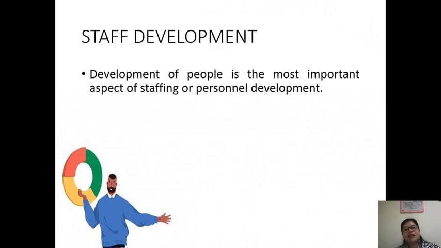Okay, then the next topic is staff development. So development of people is the most important aspect of staffing or personnel development. Again, an organization cannot live without it. The most important thing in an organization is the people, the human resource. This is the person who will do the actual job in order to attain a specific goal. So this is what we mean by staff development.